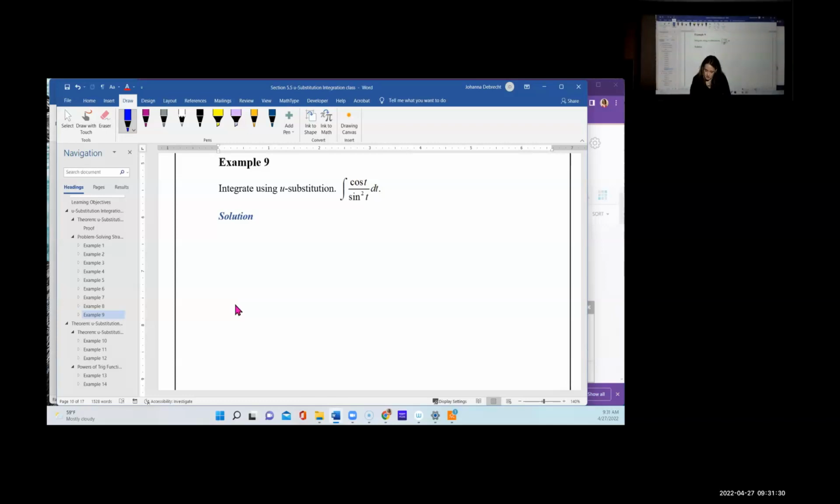Yes, exactly. So we could think of this as cosine of t divided by sine of t being squared. And so you're right, sine of t is inside of x squared. And so we can think of this as a composed function where sine of t is the inside function. So we want to let u be the inside function, sine of t. Then we take the derivative with respect to x.